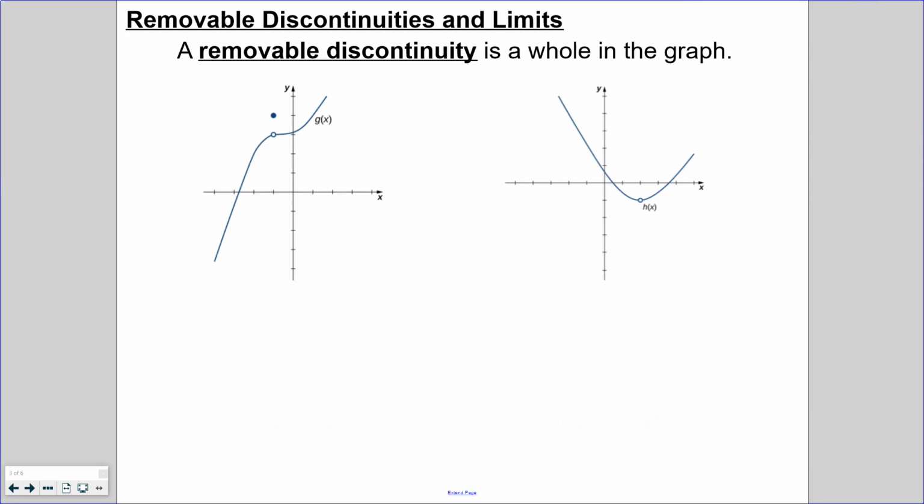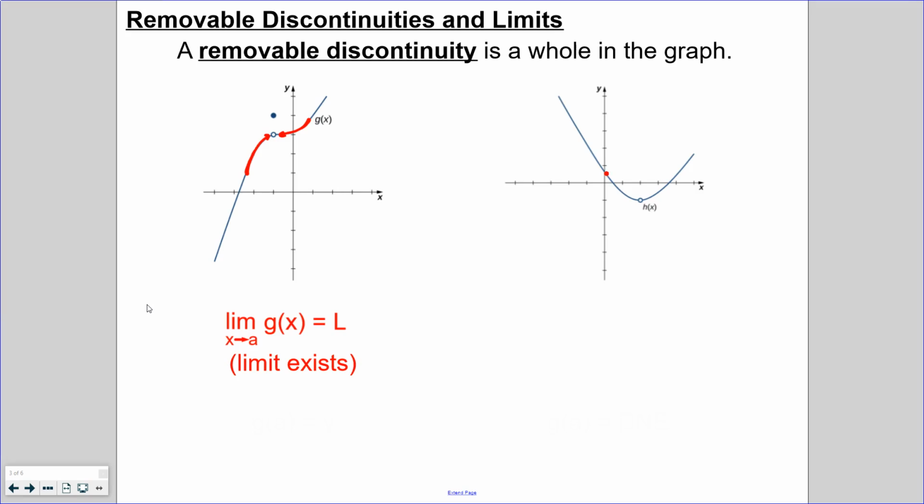So, if we were to look at limits of these graphs at the point of discontinuity, again, we know we have to look from the left and the right, but regardless, if we look from the left and we look from the right, we can see that even though the actual point is raised above the graph, the limit still exists. There is an intended height for this particular function. So, regardless, if there's a removable discontinuity, the limit still exists.